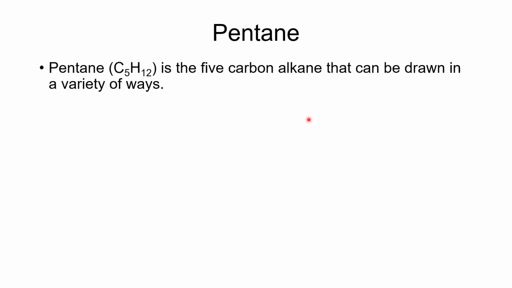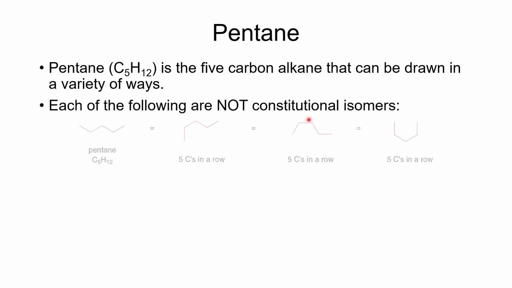All right, so now we're on to pentane. Pentane is 5 carbons. So it's a 5 carbon alkane, and it can be drawn in a variety of ways. Again, these are not constitutional isomers. So we've got pentane, this is pentane, that's pentane, that's pentane. They are just drawn slightly differently, and they mean the same thing.